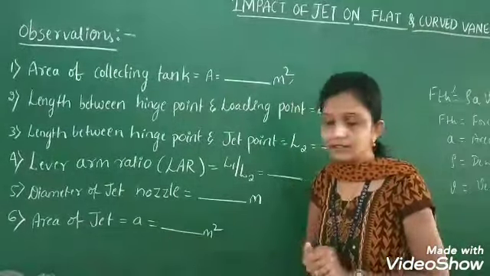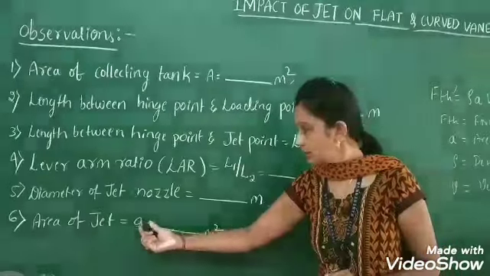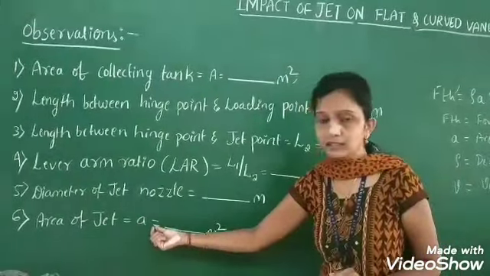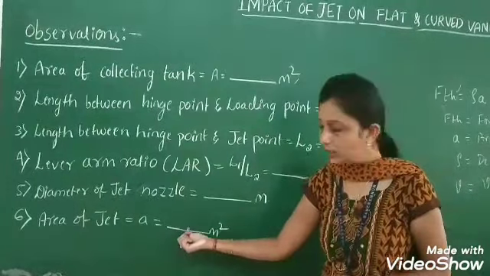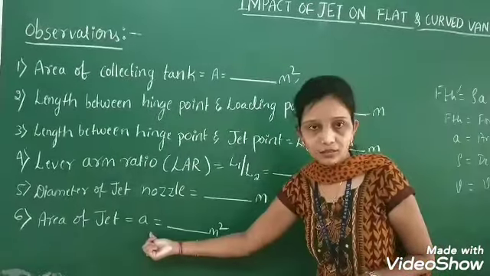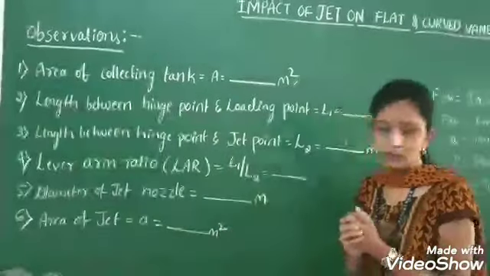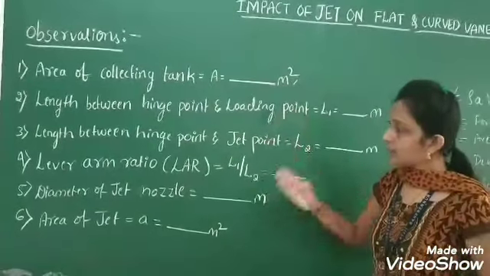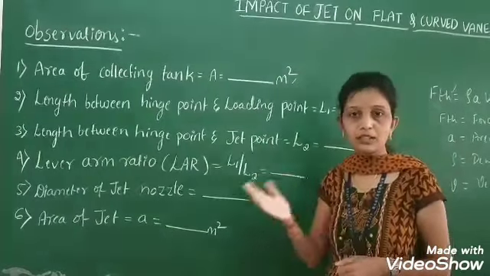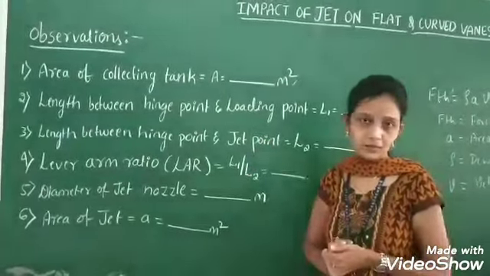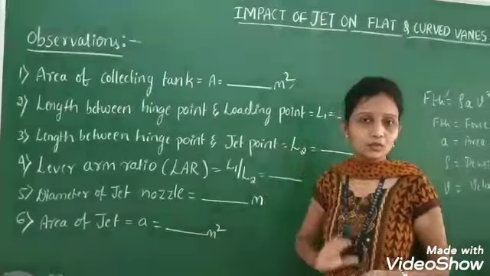We can measure that area. If you know the diameter, since the area is circular, we can use the formula pi by 4 into d square. We can easily calculate the area of this jet, in terms of meter square. These are the observations we need for the conduction of the experiment. Before conducting the experiment, we can take these observations. So let us move to the experiment.